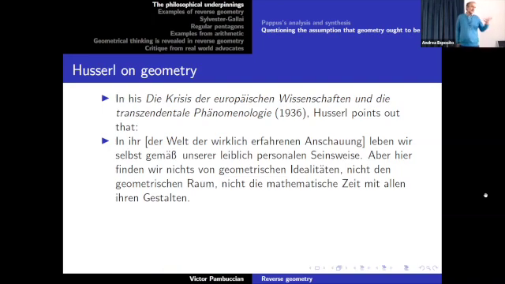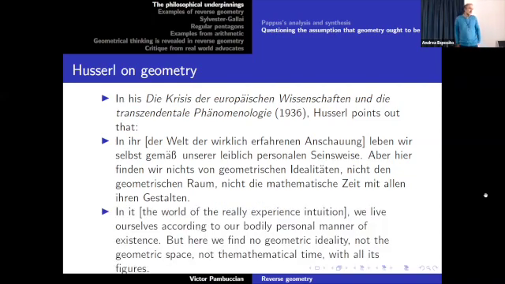So, the reason I think it is relevant to this is because the critique of this kind of undertaking that I just proposed is to say that, well, the really existing space has all of these properties. Why should I restrict myself to a few of them? And Husserl tells us that that's not quite the case.